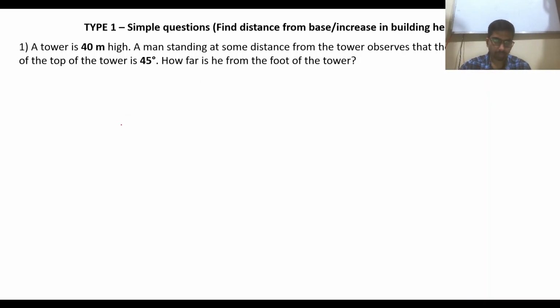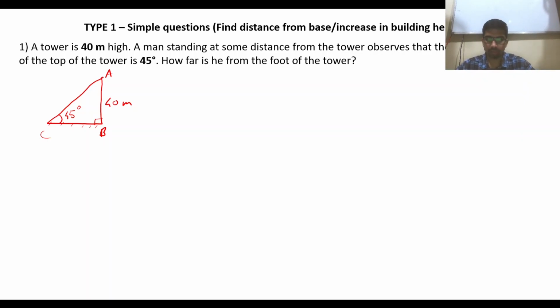So let's begin. A tower is 40-meter high. So this is a tower. This tower is 40-meter high and this is the ground. Make 90 degree always. A man standing at some distance from the tower observes that angle of elevation of top of the tower is 45 degree. There's a man over here, he's on the ground and he's observing that the angle of elevation is 45 degree. So there's no need to draw a man over here. You can just assume as a point. How far is he away from foot of the tower? So name this tower as A, B and C. Now let's begin.